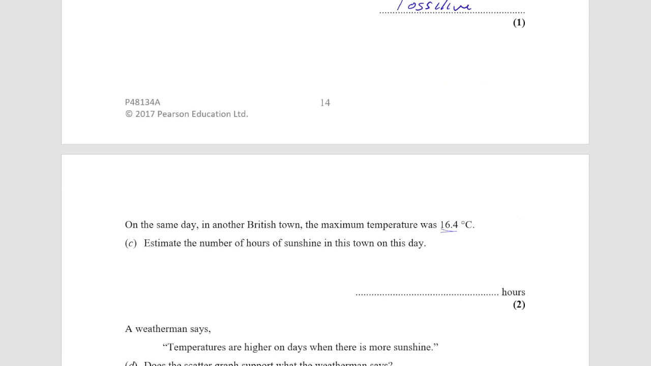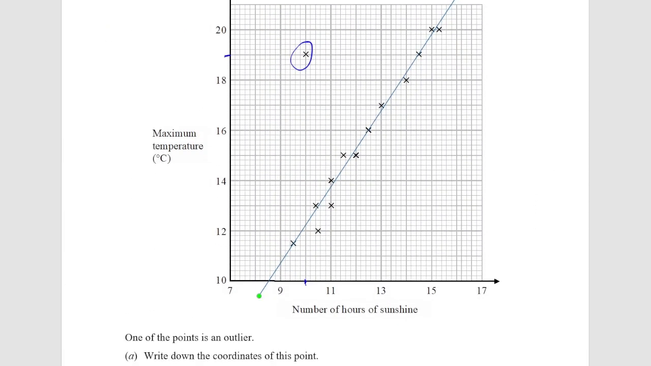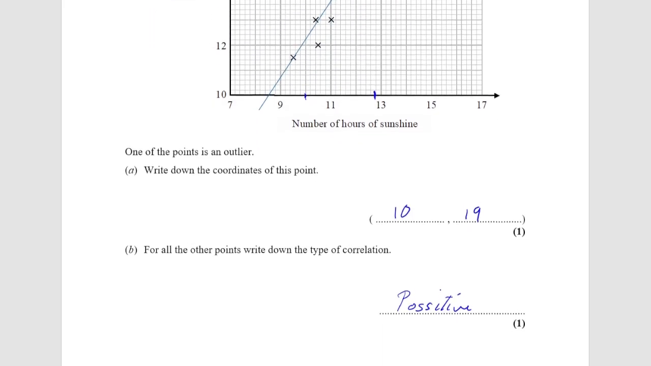And then we want to find 16.4. So 16.4, that's over here. So I go across to the graph. When I hit the graph, I come down and read it. So we're expecting 12.8 hours of sunshine, roughly.